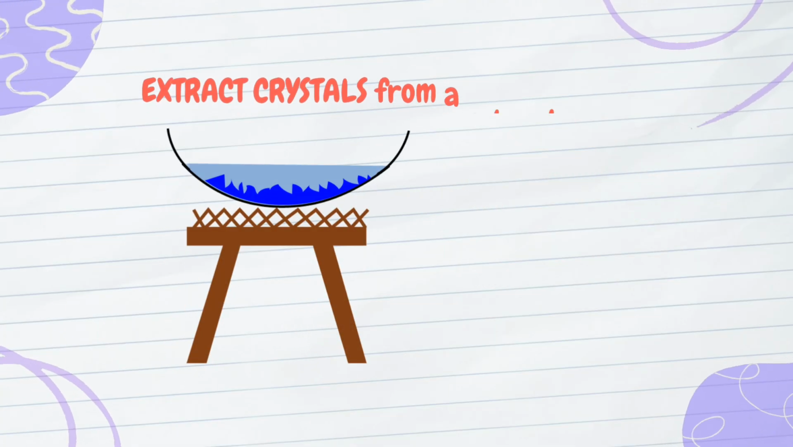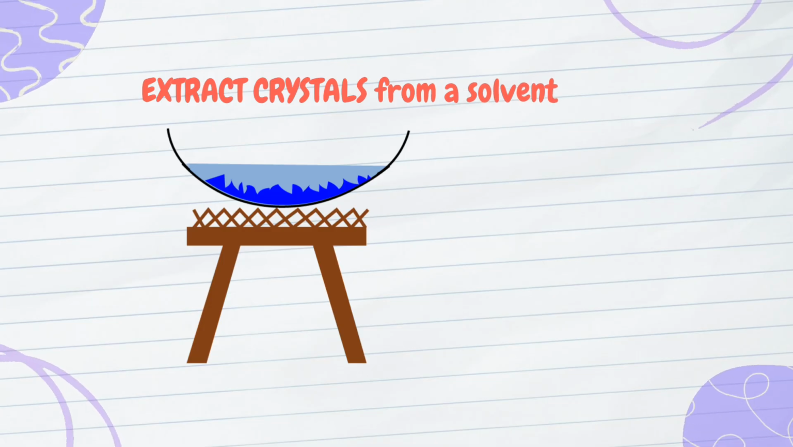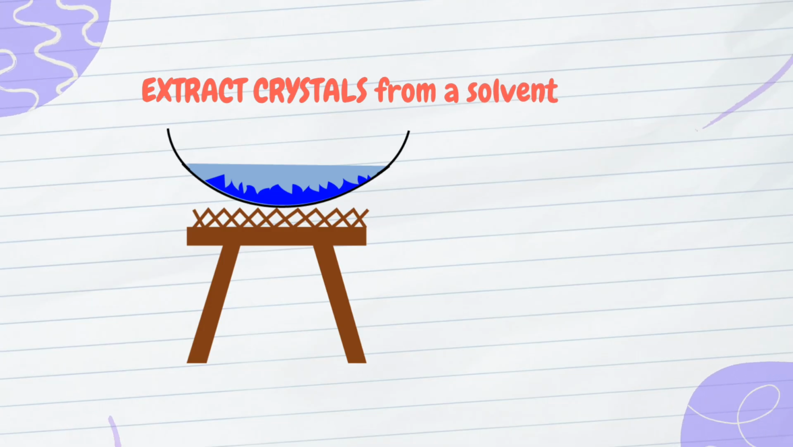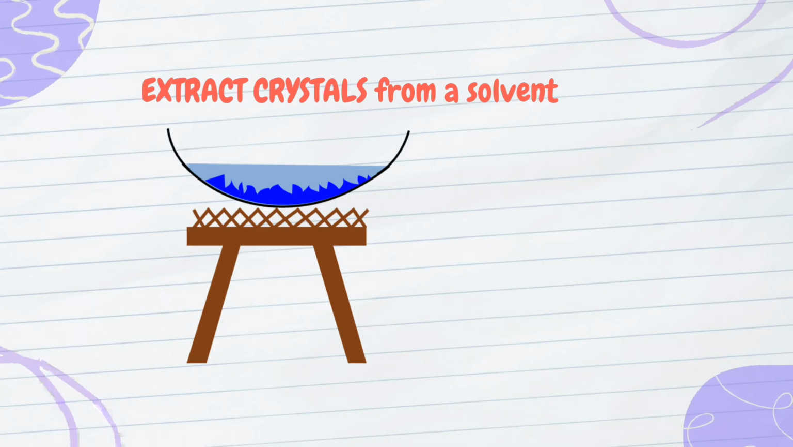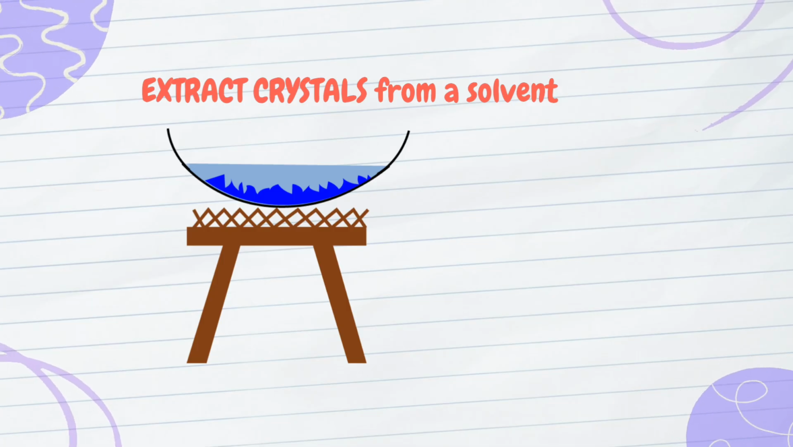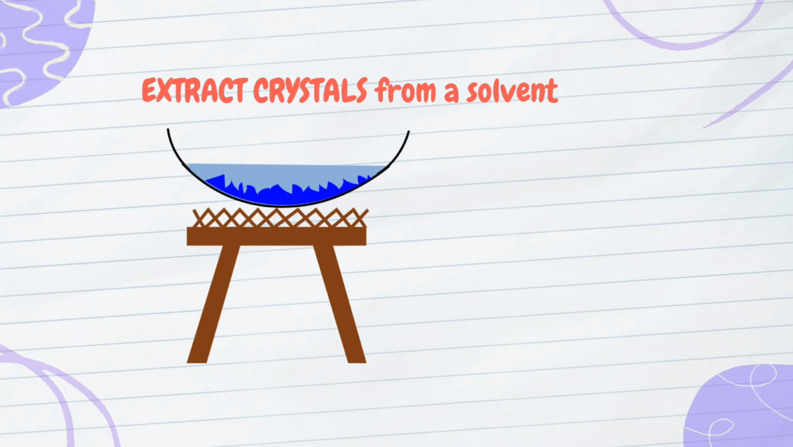Evaporation is used to extract crystals from a solvent through the application of heat. It is particularly effective in separating soluble solids from a liquid mixture. This process is seen in various scientific applications, from purifying substances to creating pharmaceuticals.